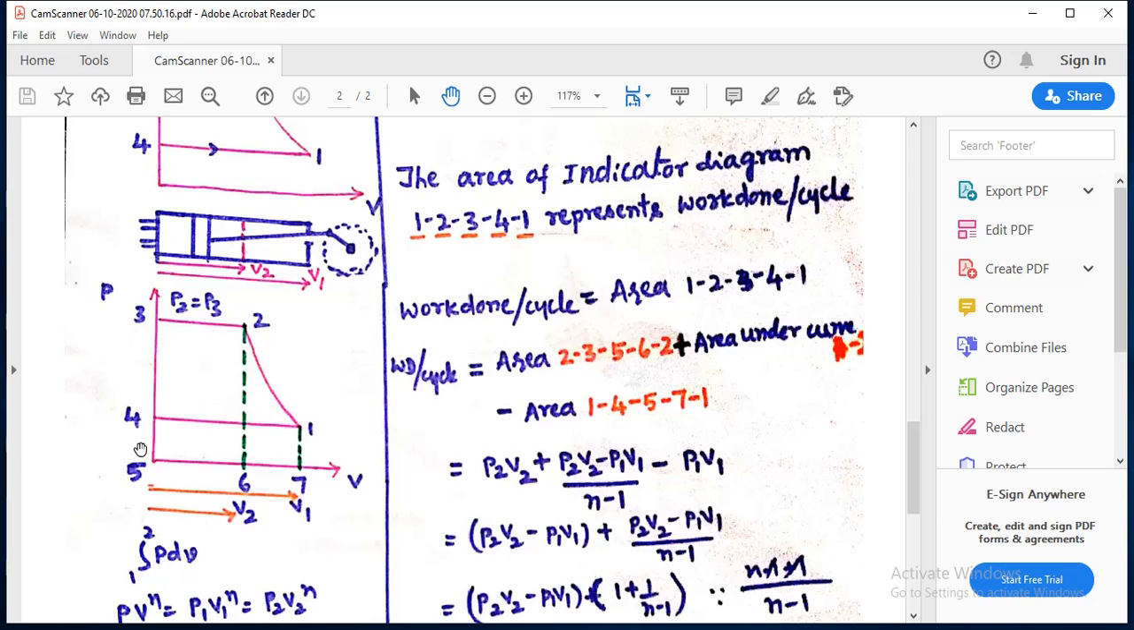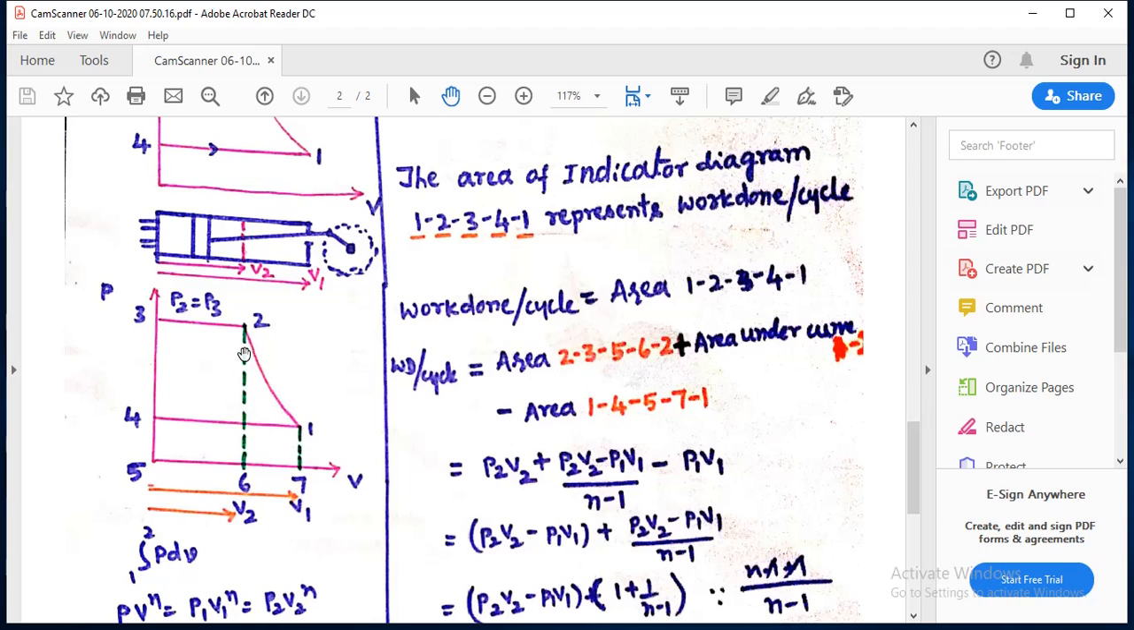The three parts are 2, 3, 5, 6, 2 and 1, 2, 6, 7, 1 and 1, 4, 5, 7, 1. The total area is given by 2, 3, 5, 6, 2 plus 1, 2, 6, 7, 1. If we subtract the area 1, 4, 5, 7, 1 from this, we get the area 1, 2, 3, 4, 1, which gives the work done per cycle.